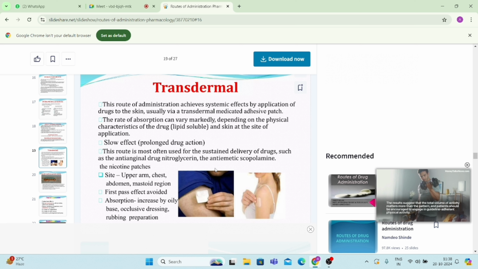So we will be just sticking here, and even on the knee, on the leg also, you can stick it. And coming to the rate of absorption, it will be slow when compared with IV.